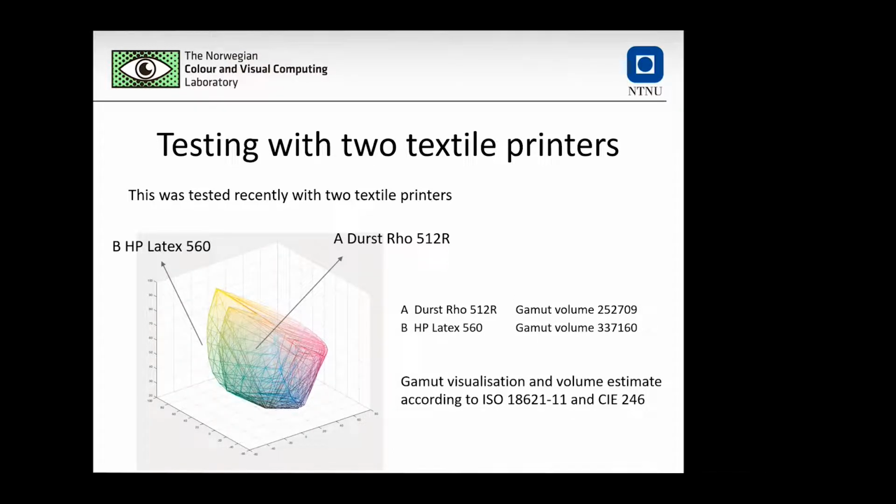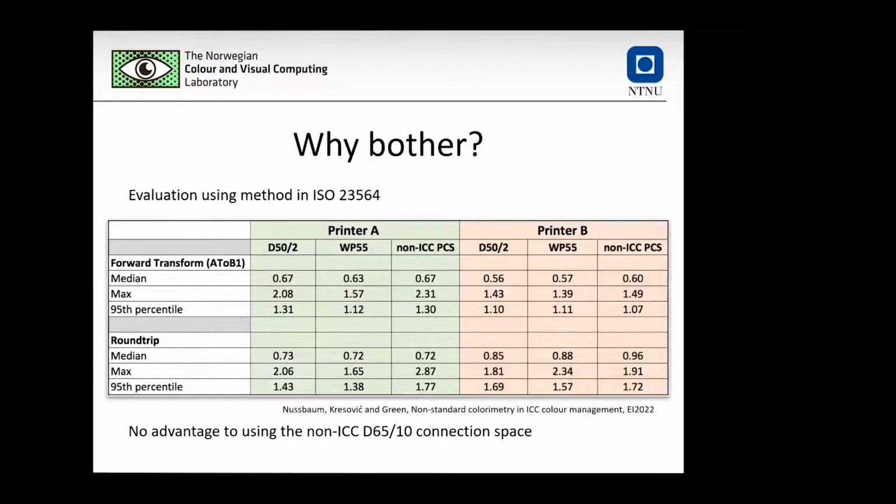The gamuts of the two printers you can see in the figure, and we calculated the gamut volume. Not that we needed it, but just because it's fun to do. This was some work we did recently in ISO to develop ISO 18611, which is about comparing color gamuts, and CIE publication 246, which is about describing color gamuts. We're able to triangulate the gamuts and then calculate the volume from the triangulation. So these are the two printers that we tested, and then these are the results.